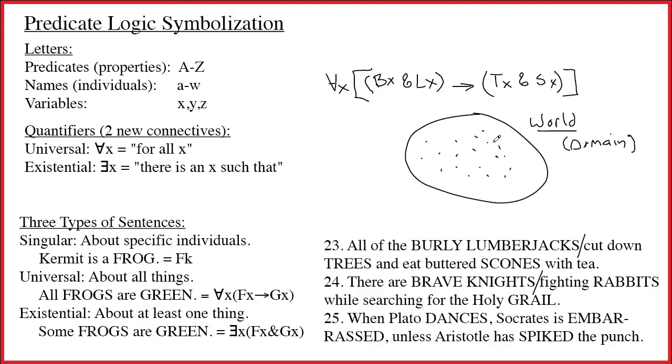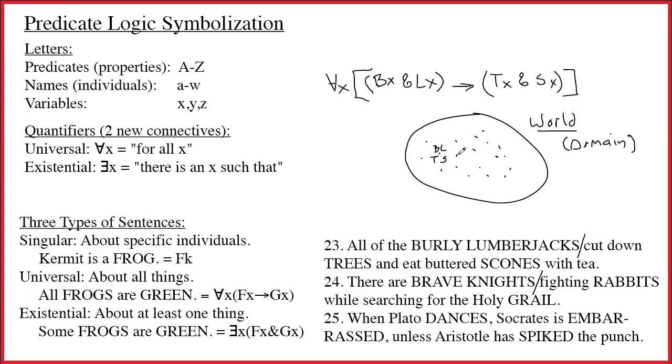If you find an object that has the Burley property and the lumberjack property, let's look around. Oh, look, that looks like a Burley lumberjack right there. If you find a Burley lumberjack, then if this is a true sentence, it's going to also have the cutting down trees and the eating buttered scones with tea property as well. Yes, sure enough, this clearly has those properties also.